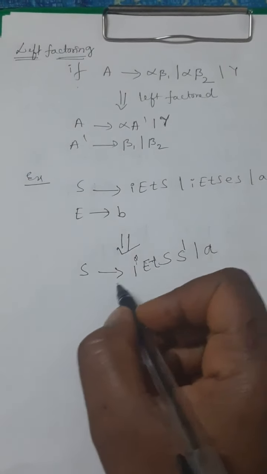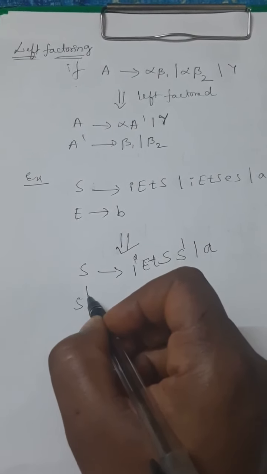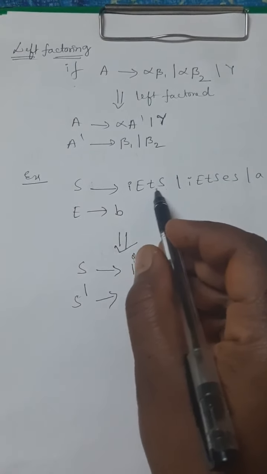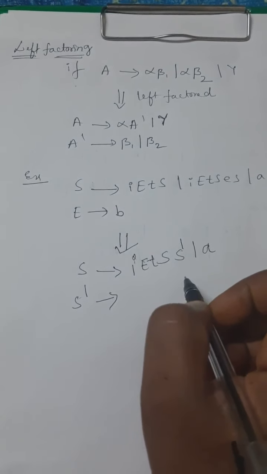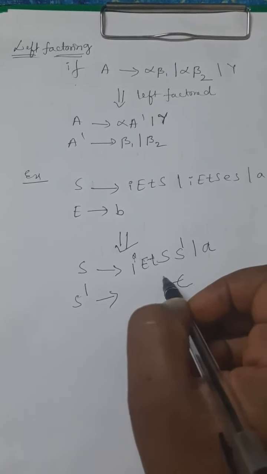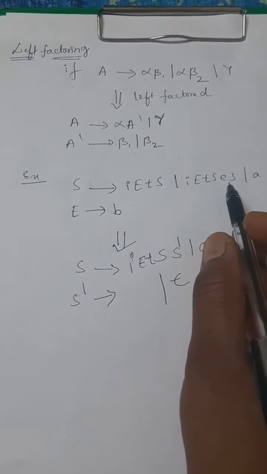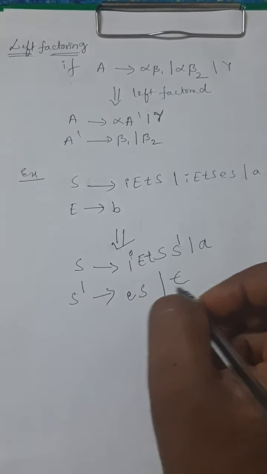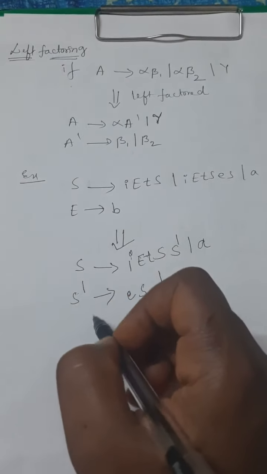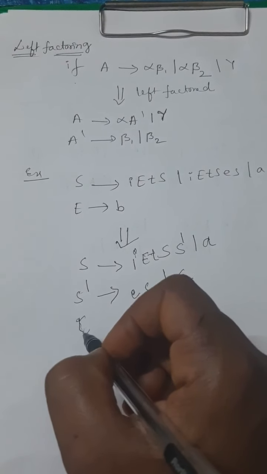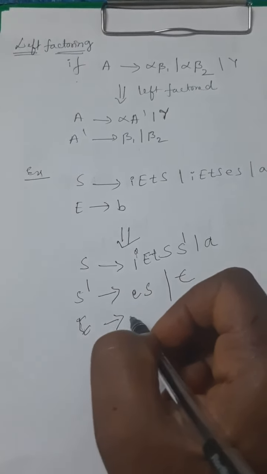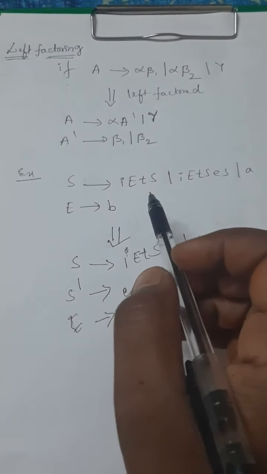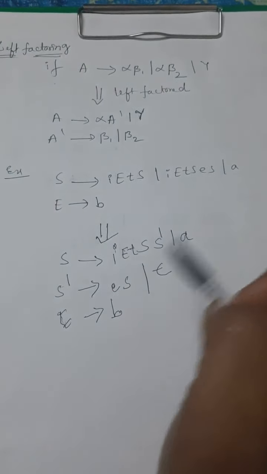Next, what does S dash produce? The left out part of each production. What is left out from the first production? Nothing is left out, so I will write epsilon. And what is left out from the second production? E S is left out, so E S. Next, what should I write for E? E doesn't have any left factoring, so the E production remains as it is. This is how to remove the left factoring from the given grammar.